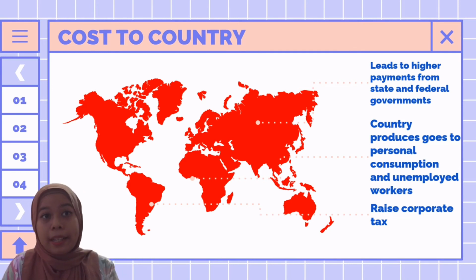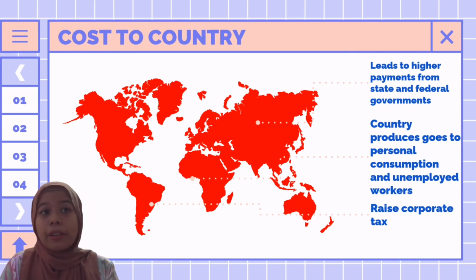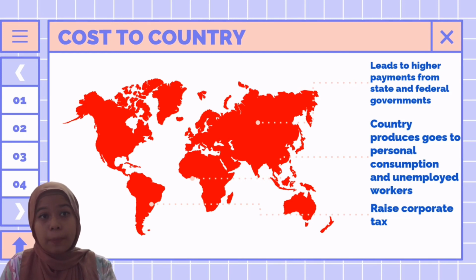At the same time, they are no longer collecting the same levels of income tax as before, forcing these governments to borrow money, which defers the cost and impacts of unemployment into the future, or cut back on other spending. Next, country produce goes to personal consumption and unemployed workers.